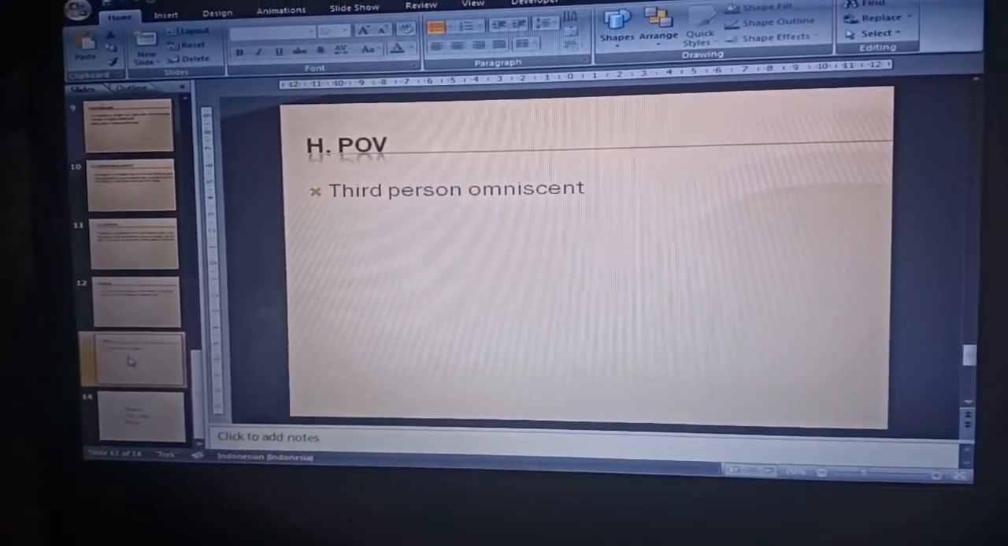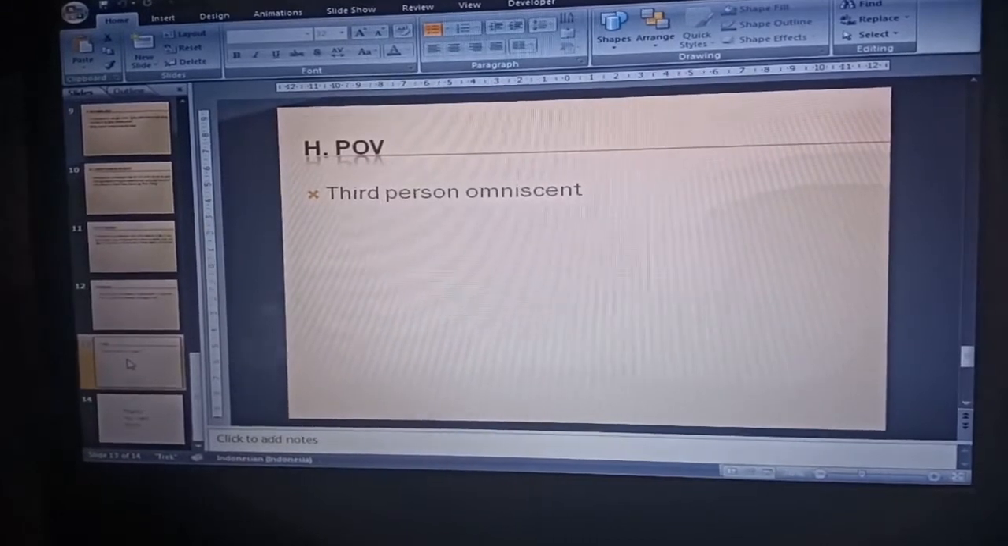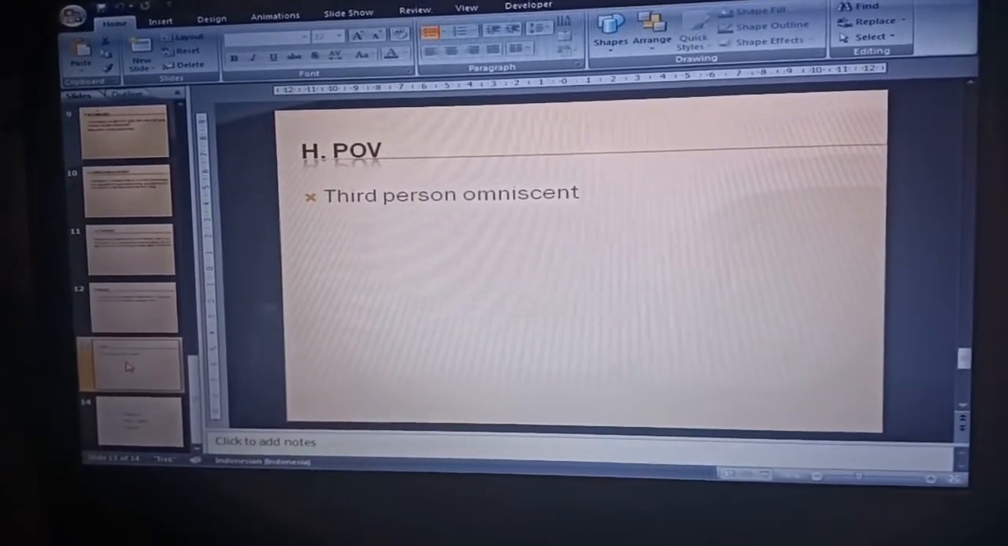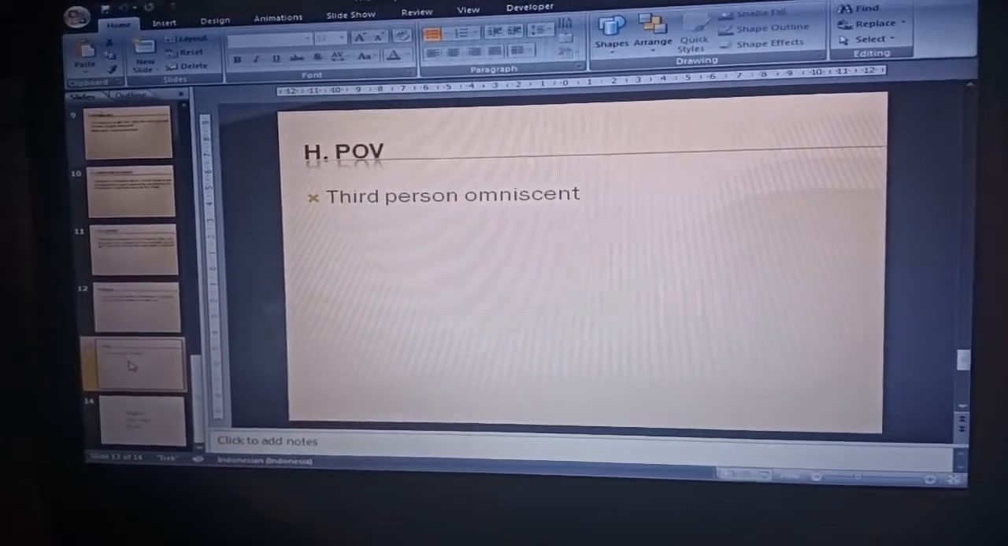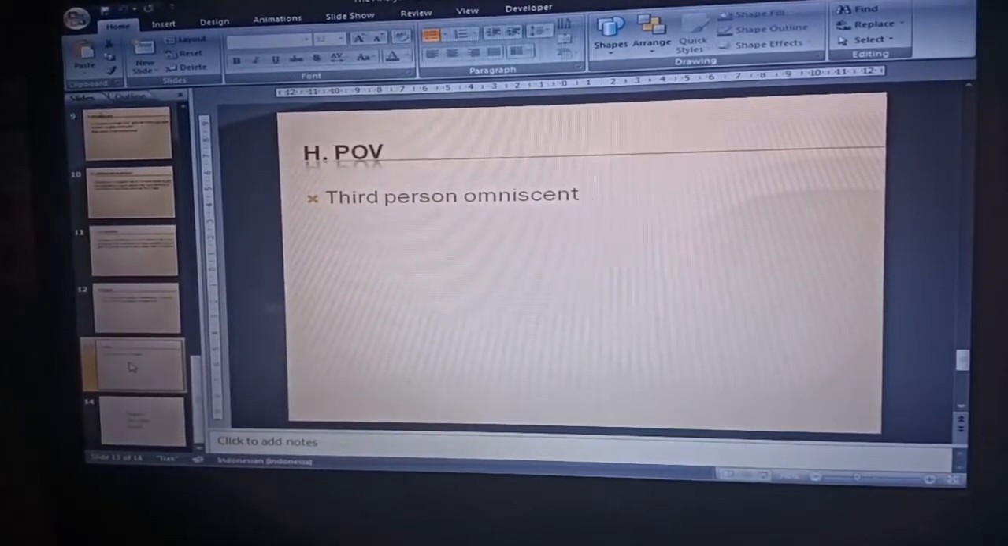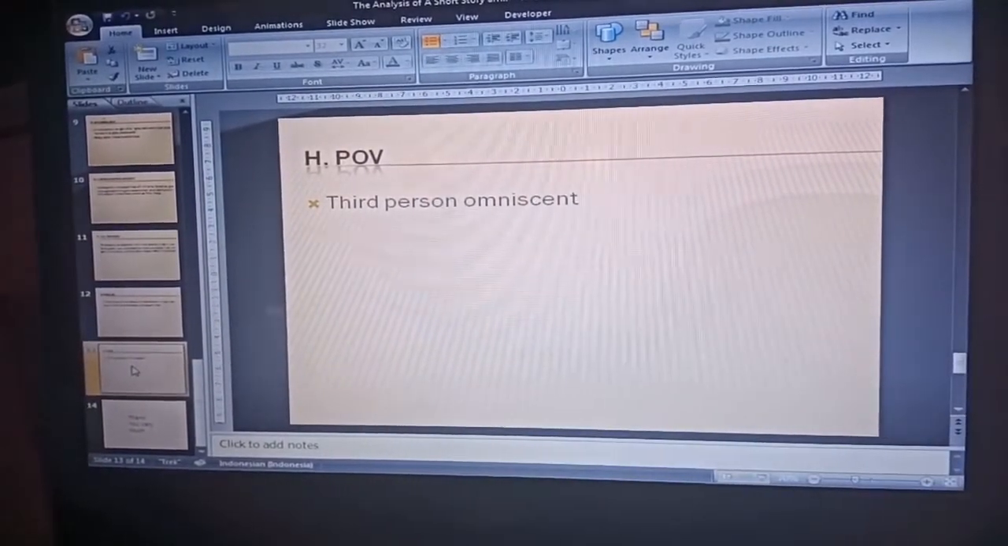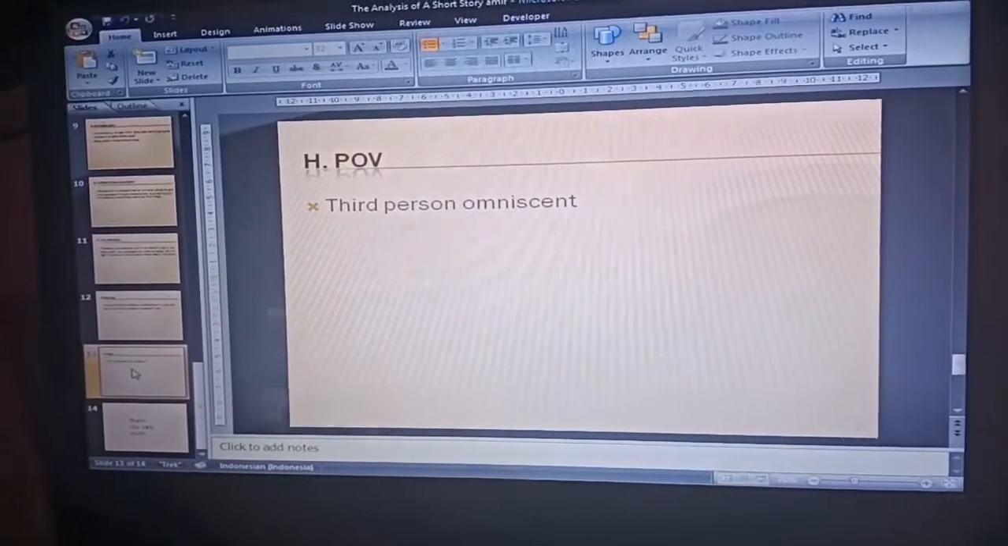But after the rising action until the end of the story, the narrator focuses on both of them to finish the story until the end.